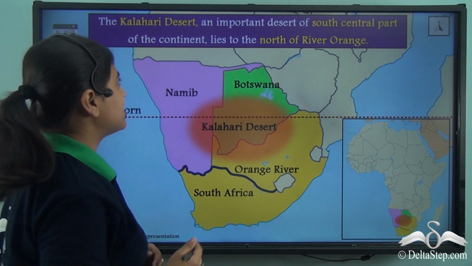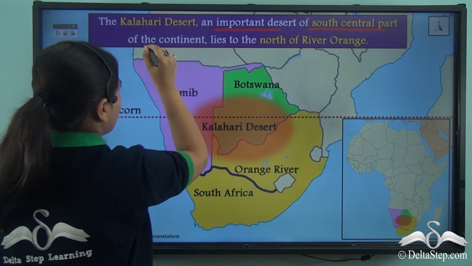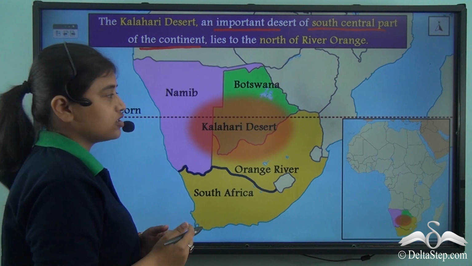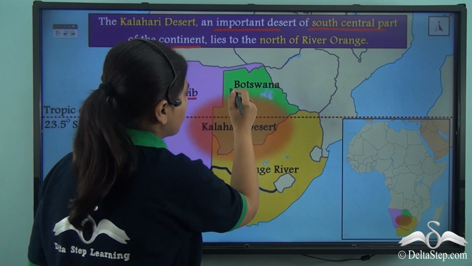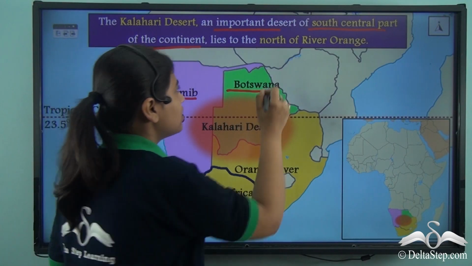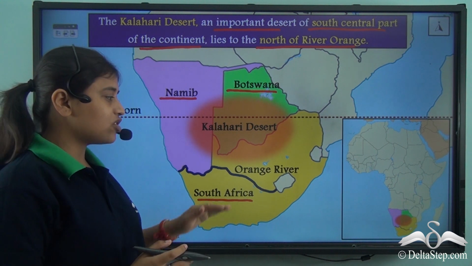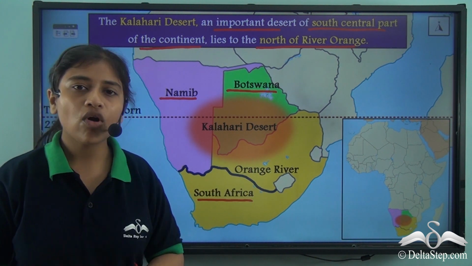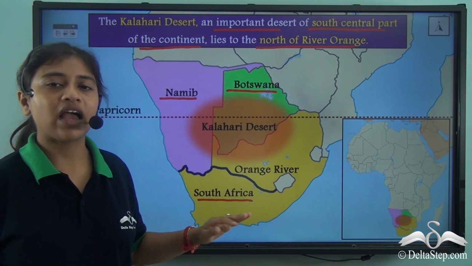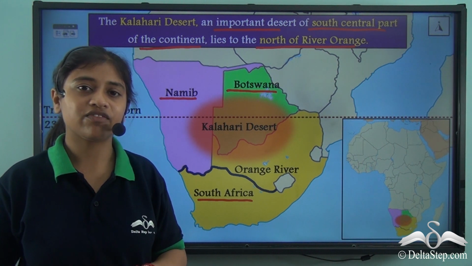So the Kalahari Desert is an important desert of the south central part of the continent, that is right here, and it covers portions of Namibia, Botswana and South Africa, and it lies to the north of River Orange. So the Kalahari Desert lies to the north of River Orange, which forms a natural boundary between Namibia and South Africa. That was all about the important deserts of the continent of Africa.